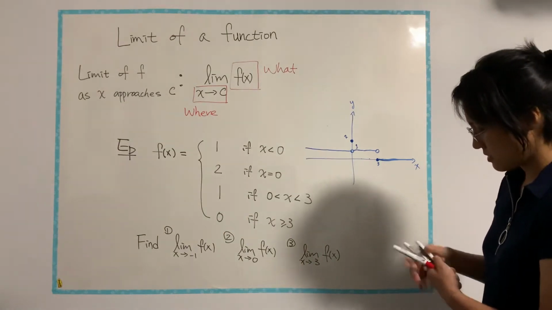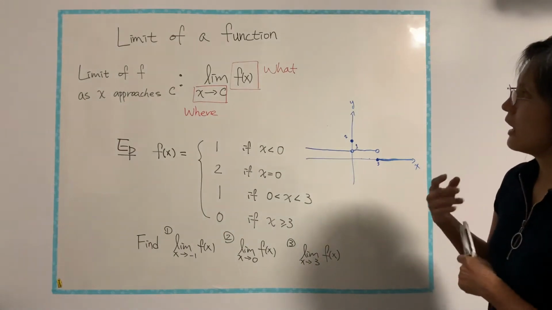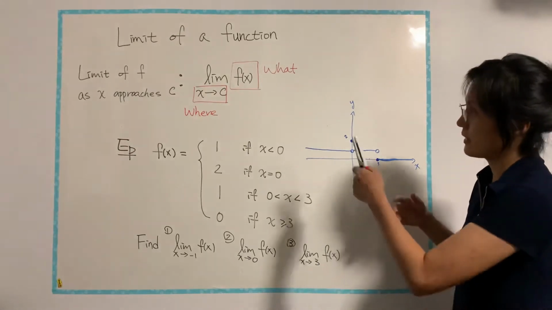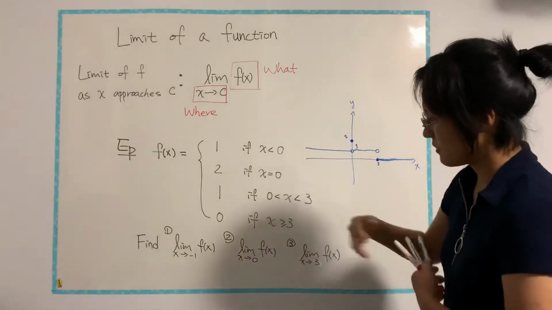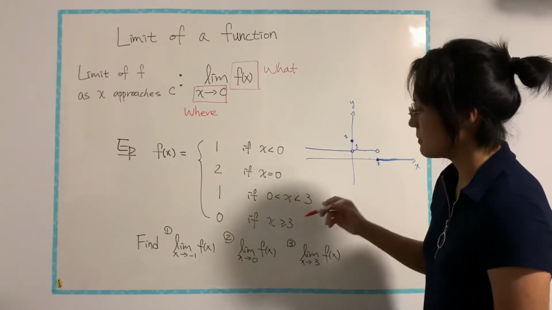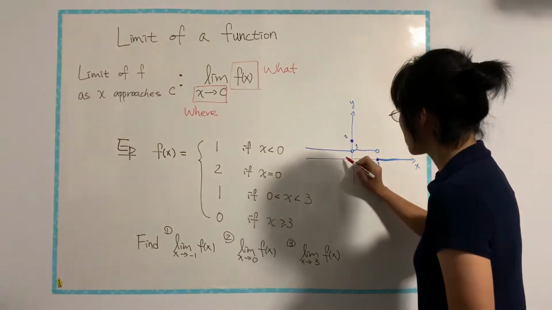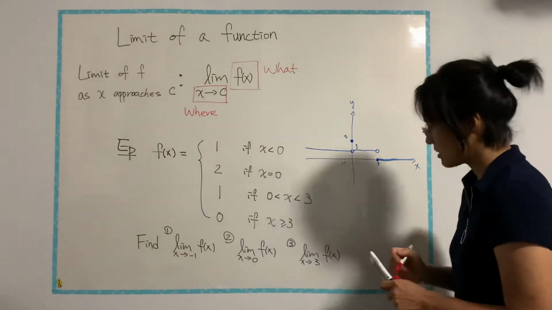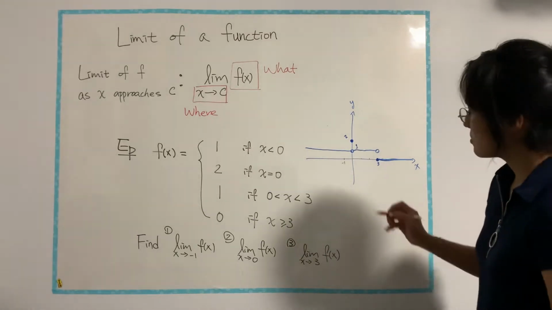Then let's now look at how we find the limit of a function and what it actually means. So the first one is to find the limit of f when x approaches minus 1. So let's see, this is where the minus 1 is.